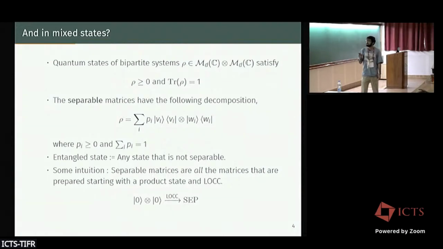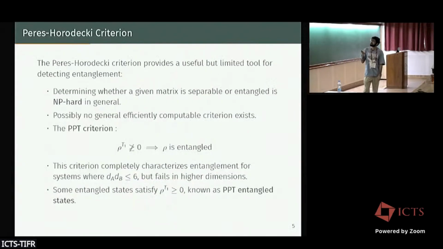Some intuition about the separable matrices: these are all the states which can be prepared starting from a product state and using just local transformations and possibly classical communication. So how do we detect entangled states? In general, determining whether a state is entangled or separable is an NP-hard problem, and possibly no efficiently computable criterion exists.